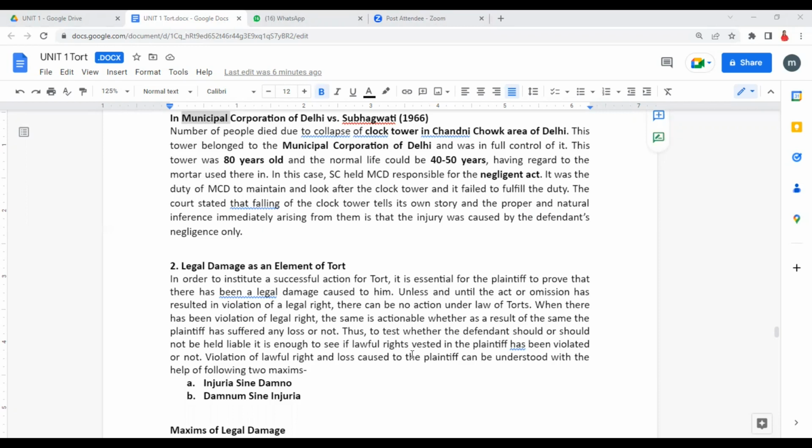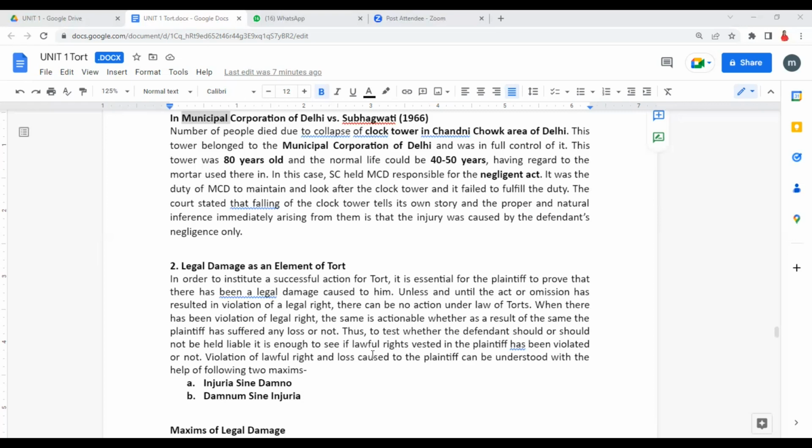people, etc. Okay, so what happened here is this clock tower was set up, and it was an 80 years old clock tower. And normal life of such clock towers is 40 to 50 years. That means after 40 to 50 years, you either remove it or you replace it. But this clock tower was there, which was 80 years old. And one day it collapsed and it injured one person.